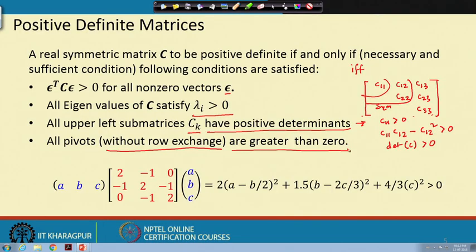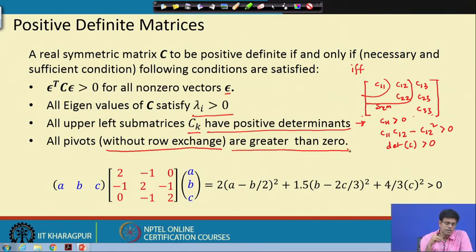So, in summary, a positive definite matrix is a real symmetric matrix. Obviously, it is a symmetric matrix, and it is a real symmetric matrix. We are talking about the real case only, not the Hermitian case here. So, epsilon transpose C epsilon, for any non-zero vector epsilon, is greater than 0.